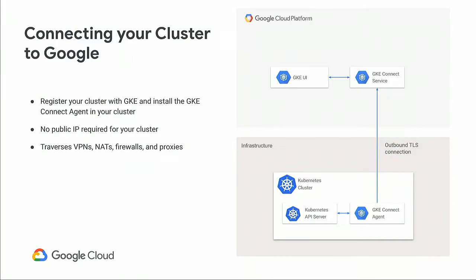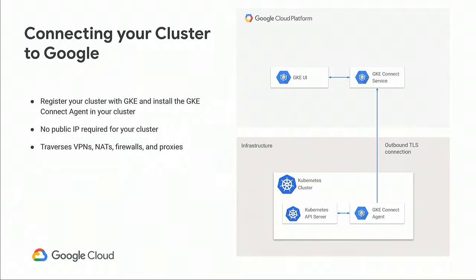So now that I've told you about the UI, I'm going to tell you about connecting your clusters to Google. To register your clusters with Google, you install an agent inside your Kubernetes cluster. When you're using GKE on-prem, this registration occurs automatically when you create the cluster. If we look at the image on the right, in the bottom half, this is actually your infrastructure with your Kubernetes clusters with Kubernetes API servers in them.